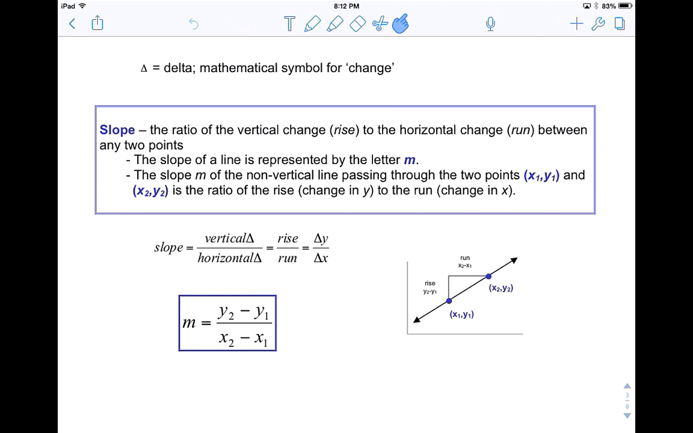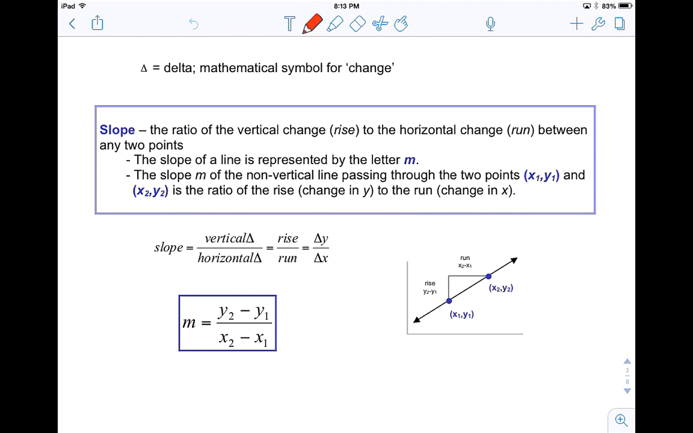If you talked about this in middle school, you probably heard the phrase rise over run. That's how we count slope off on a graph. We count our rise, so the change up or down the graph, and then we count our run, which is the change side to side on the graph. For the rise, since that's up and down, that's going to be our y values. And for the run, since that's side to side, that's going to be our x values.